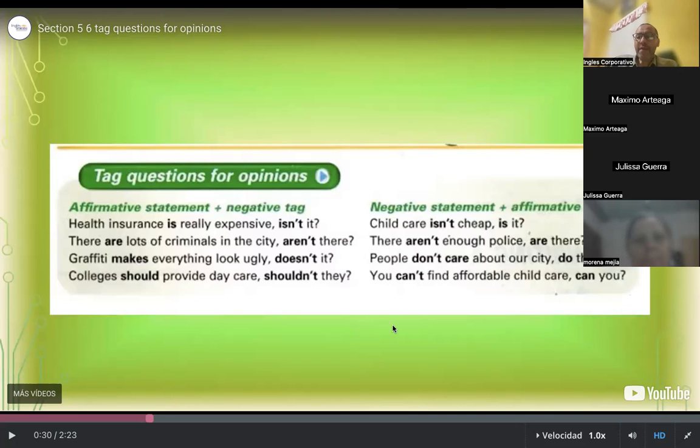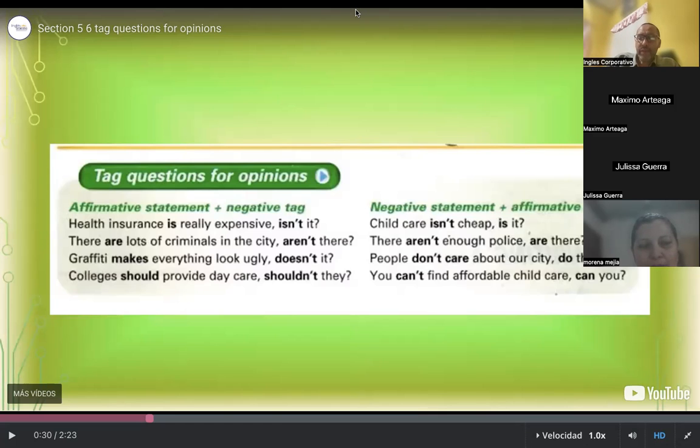Morena, is that okay? Any questions? Okay, teacher. I got it. When you say if the sentence has is, you have to say in negative, isn't it? But doesn't?